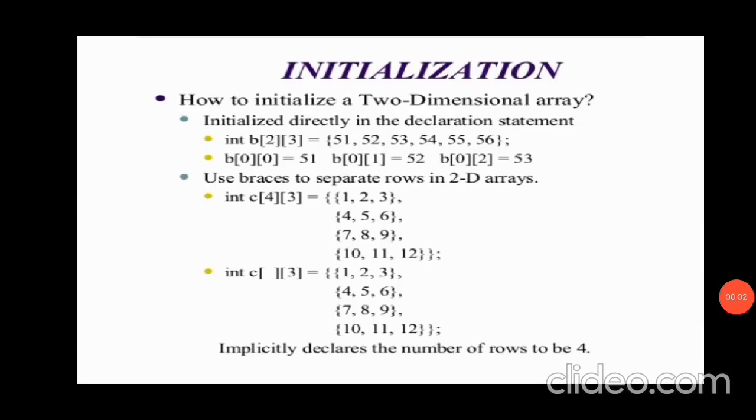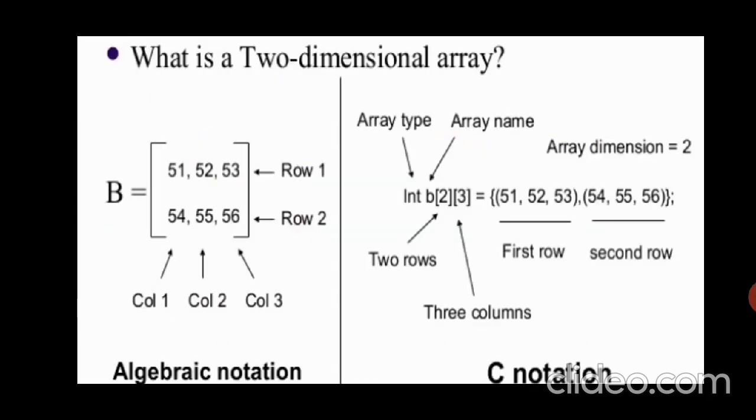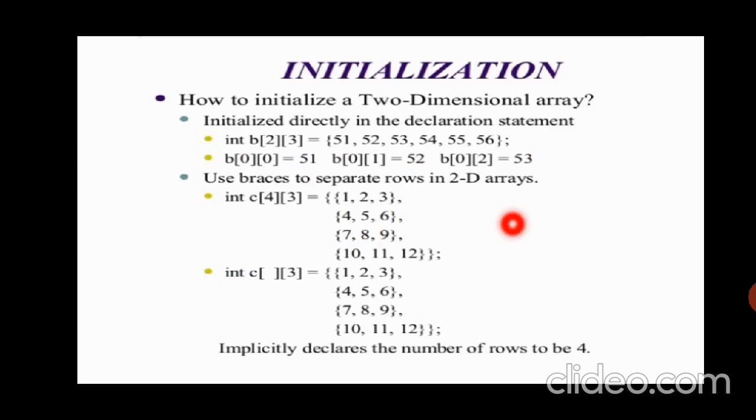Now we see how to initialize a two-dimensional array. There are two ways of initialization of a 2D array. Here is the first. We can write all the elements of the 2D array in one bracket. Also, we can write different rows in different brackets.